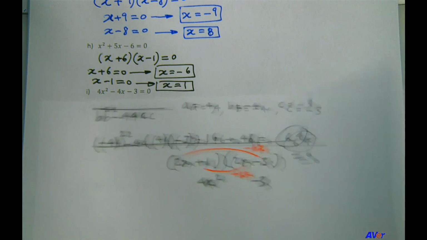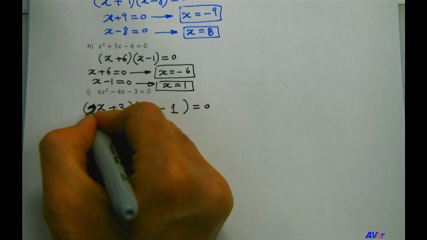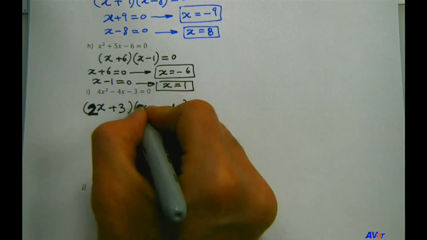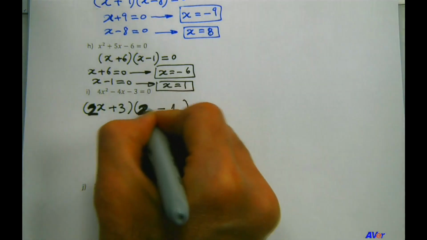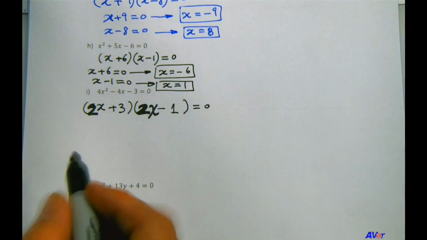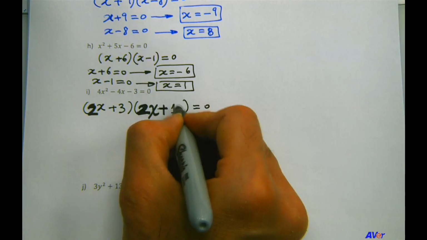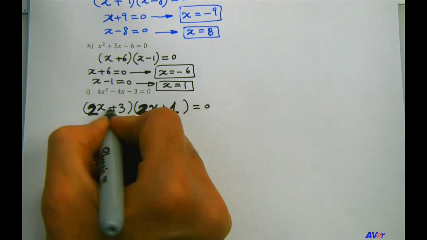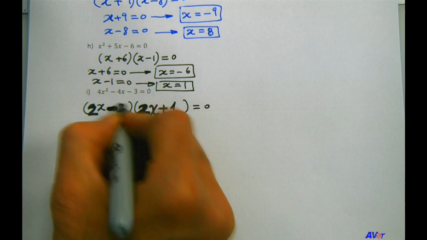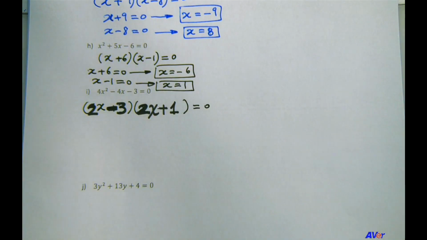So let me correct that. We have 2x here and 2x here, and then plus 1 here, plus 1 here, and minus 3 here. Okay, like that.